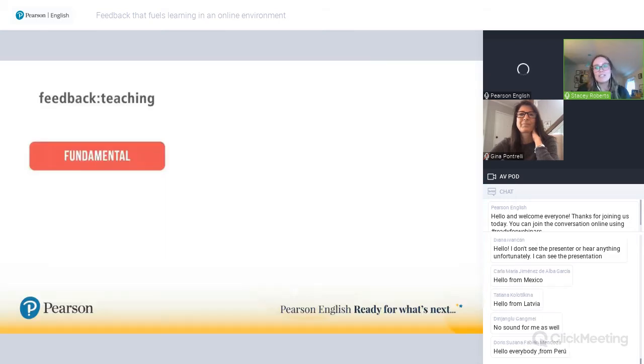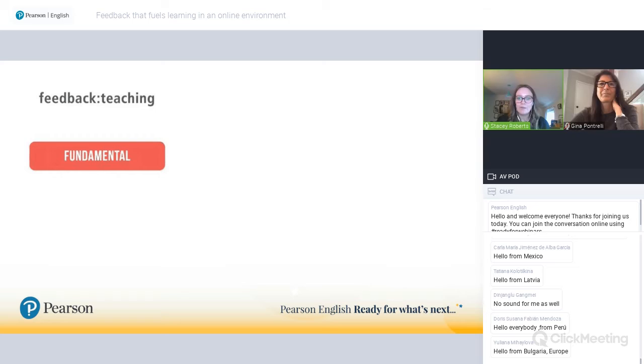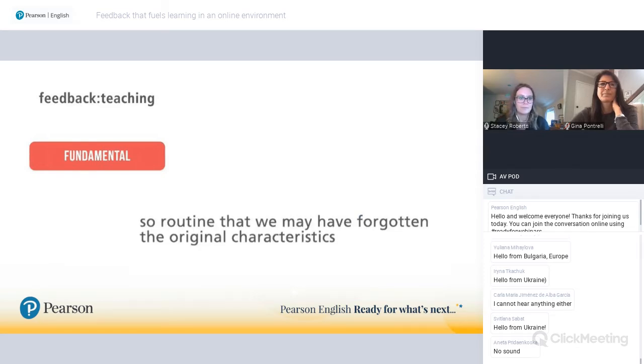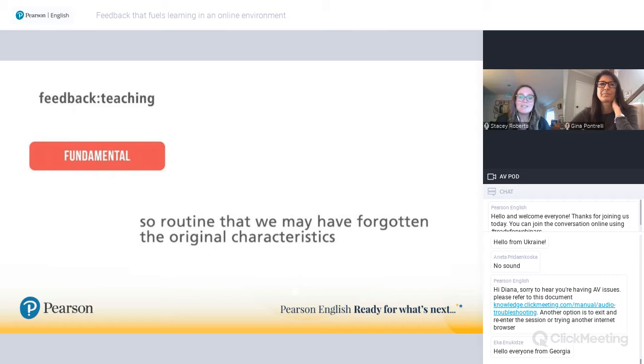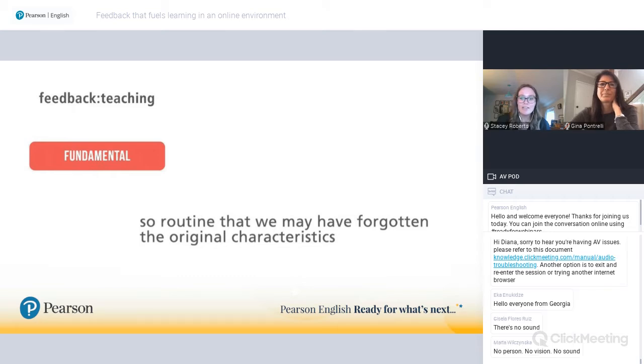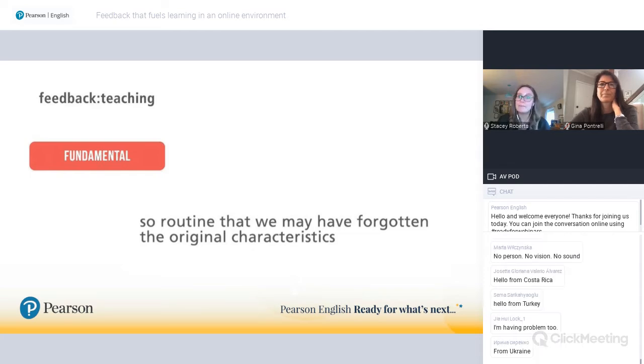So feedback and teaching are one and the same. Providing feedback is a fundamental skill in the profession, and with fundamental skills, sometimes they become so routine that we may have forgotten the original characteristics and rules that laid the foundation for learning them. We need to remind ourselves of those foundational skills and then honestly reflect at how far we may have shifted from what we did when we originally learned those skills to what we do now.